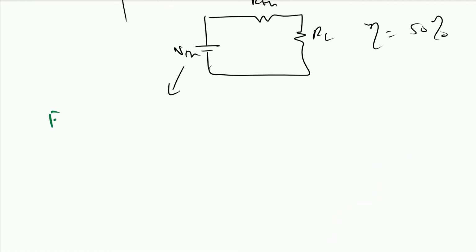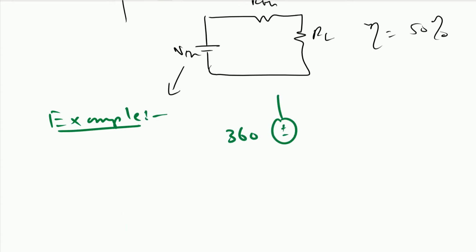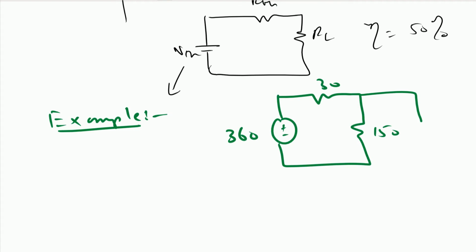Let us have an example here. In this particular example, let us say this is 360 volt, and then we have 30, and here we have this 150. We want to find out the value of this RL here. The first thing here is to find out the Thevenin equivalent across these two terminals A and B.